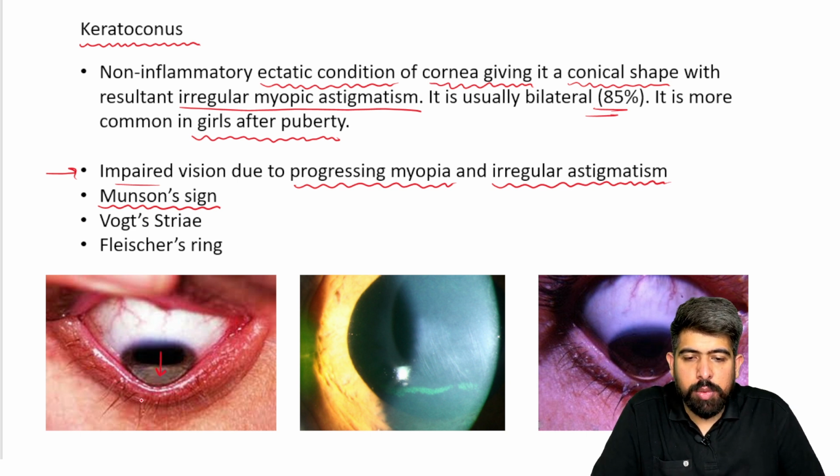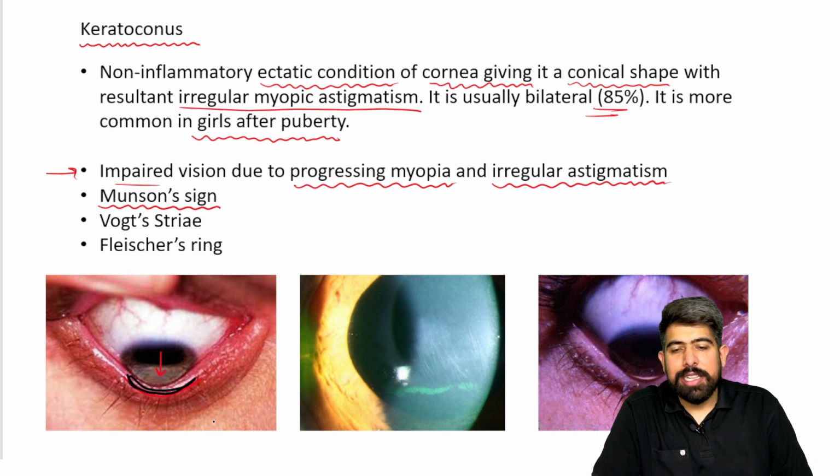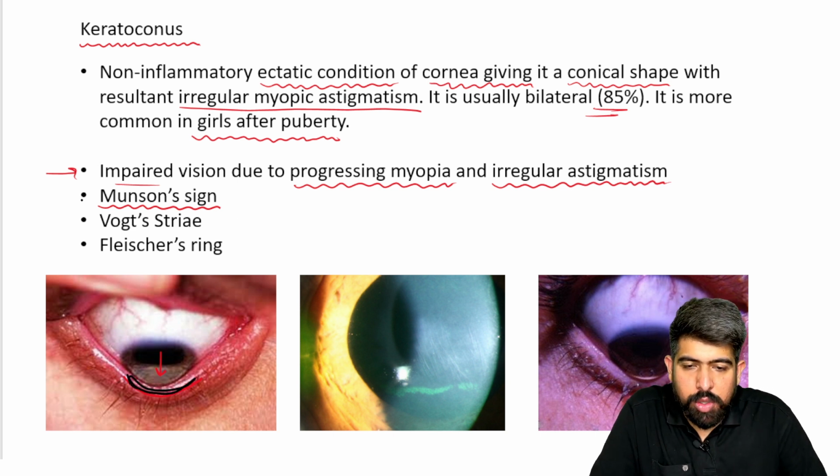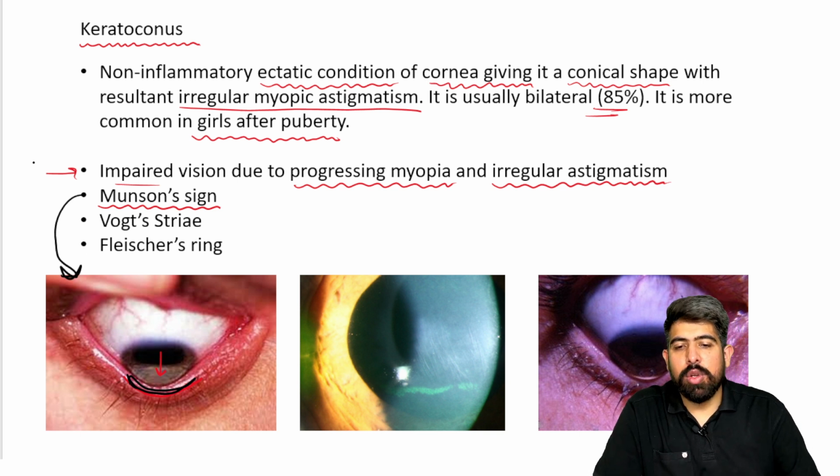When the patient is looking downwards, the cornea makes a depression on the lower eyelid. Can you see this? This is known as Munson's sign.